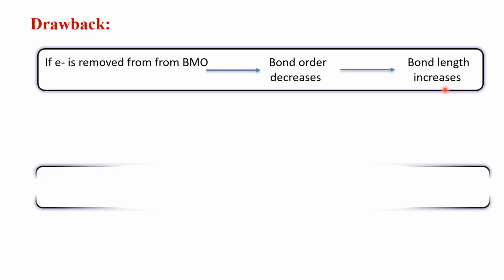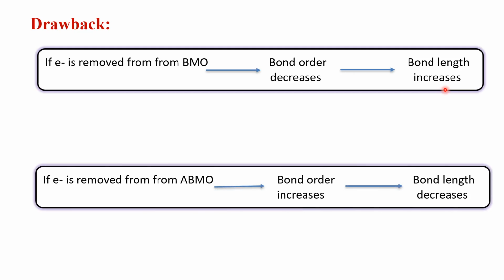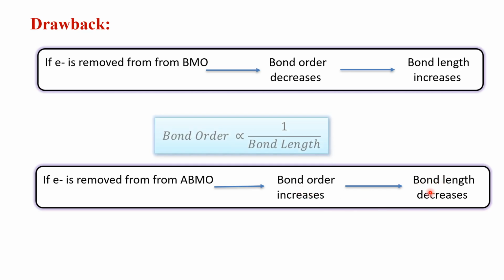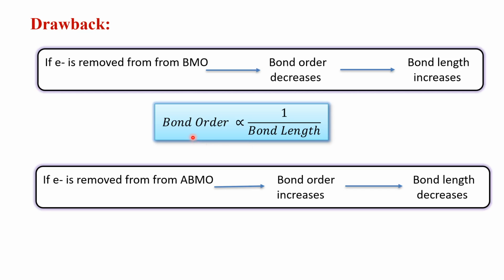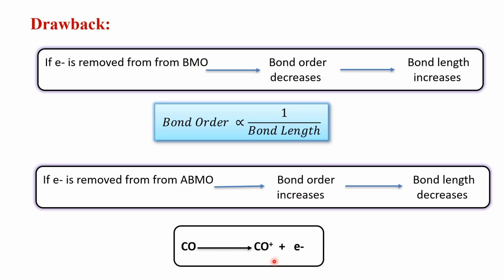Or we can say that if the electron is removed from an antibonding molecular orbital, then the bond order increases and the bond length decreases. Why is this? Because we know that bond order and bond length are inversely proportional. Okay, bond order is inversely proportional to the bond length. So let us study this by taking an example of the formation of the CO plus ion.